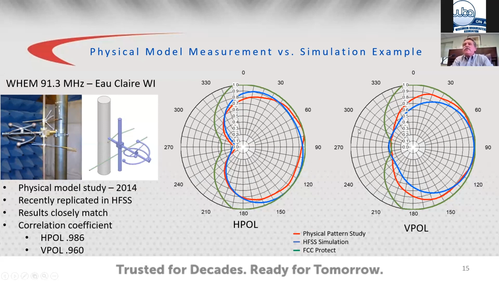One thing that I would note is that if this study was done today, we would have tweaked it a little bit more, since the V pole lies slightly outside of the H pole, or outside of the FCC Protect. But we did the best we could with the tools we had at the time.